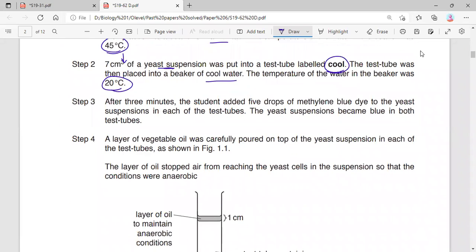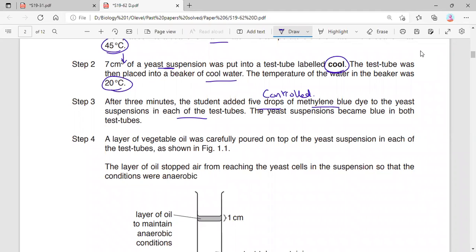Okay. After 3 minutes, the student added 5 drops of methylene blue to the yeast suspension in each test tube. Also, if you put the same number of drops, yes, this is an error, but before stating the error, if you put the same number of drops, 5 here and 5 here, what type of variable is this? Controlled variable, since you put an equal number of drops in both.